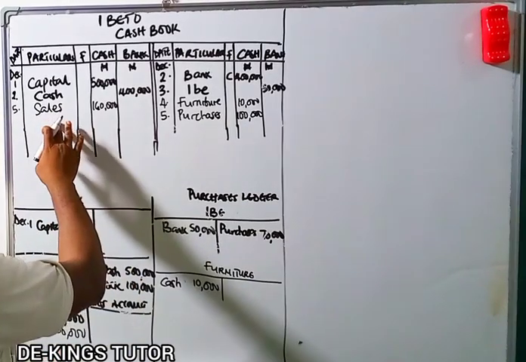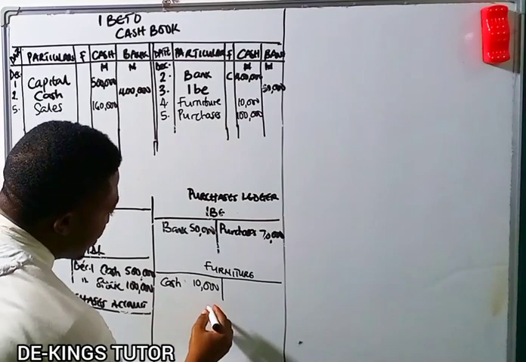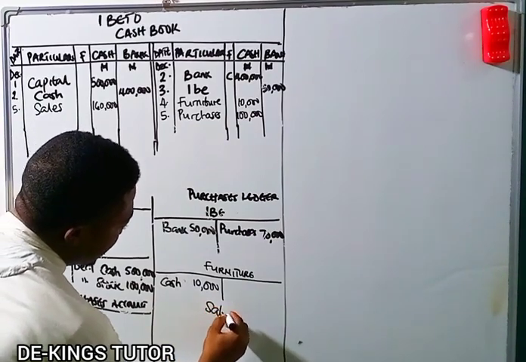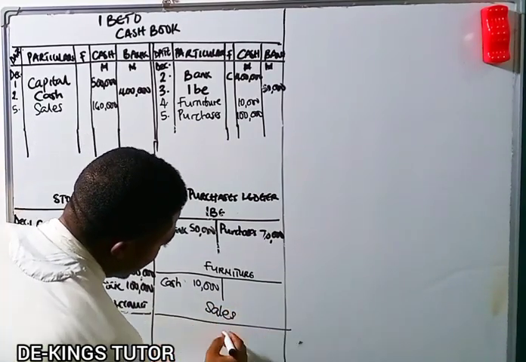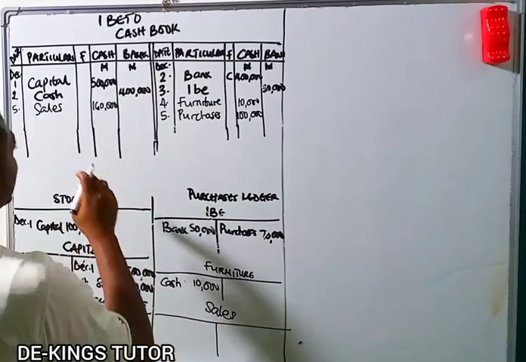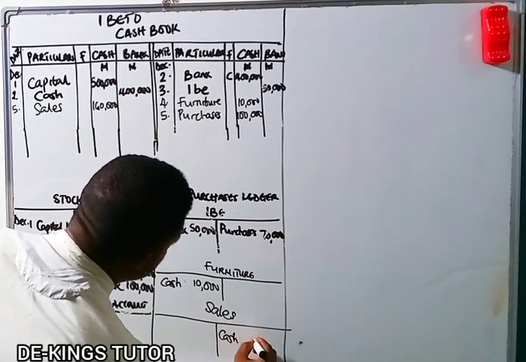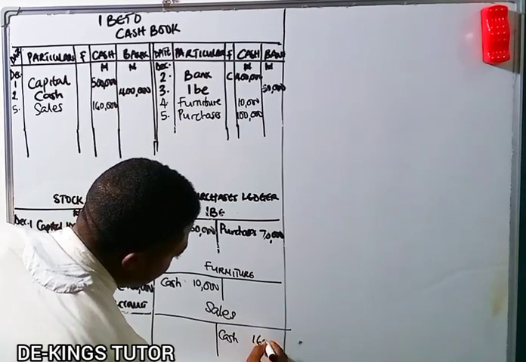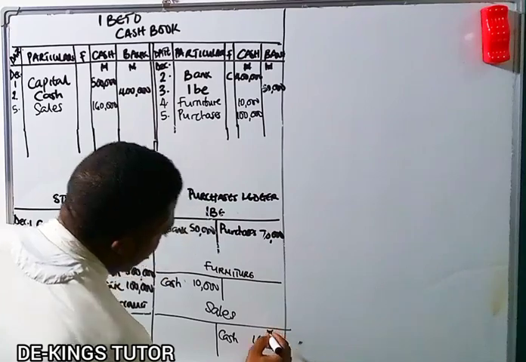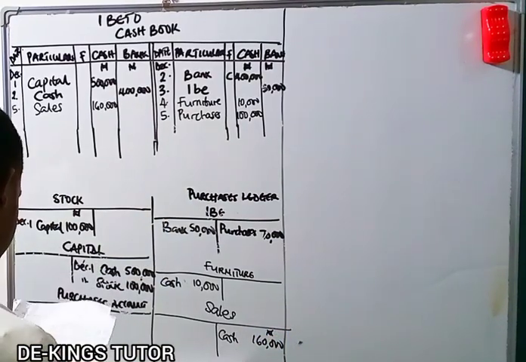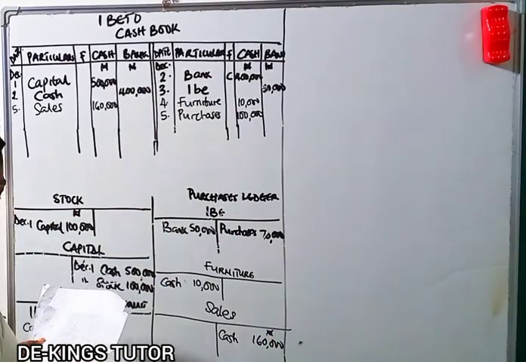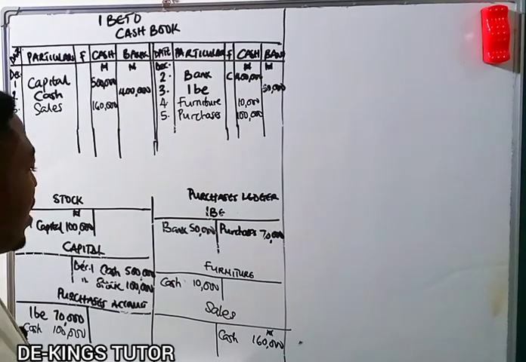Now the next one is sales. So we'll have sales here. So we'll open a sales account. Okay, sales. Now debited there. Now the corresponding entry comes here as cash 160,000. Okay, so that is the sales account.